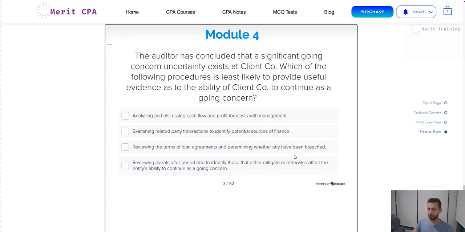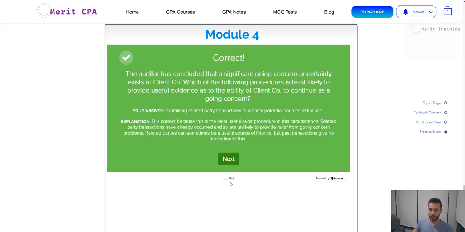C was important because of the risk of debt covenants being breached either now or in future, and then this one was important because we're looking for any out of the ordinary risk after the reporting period which might impact going concern. So clearly B is the least likely or least helpful one there.